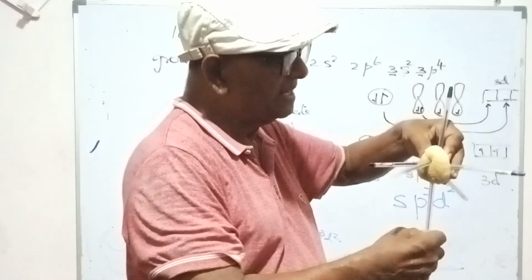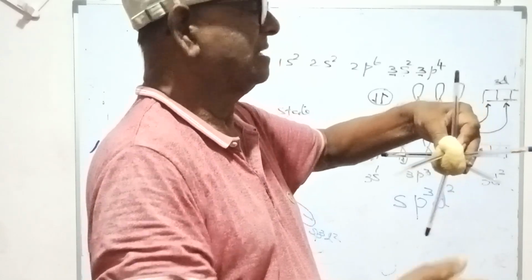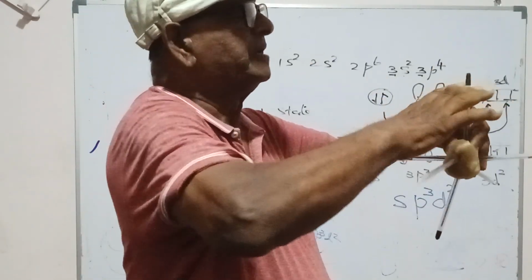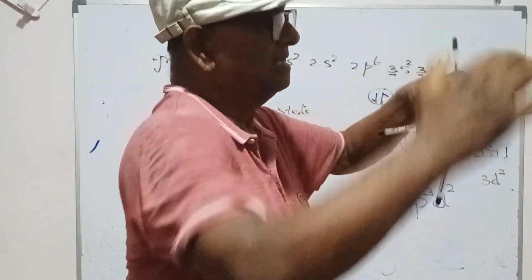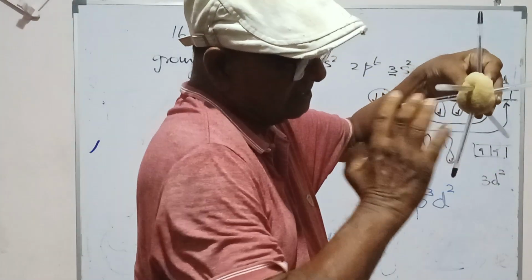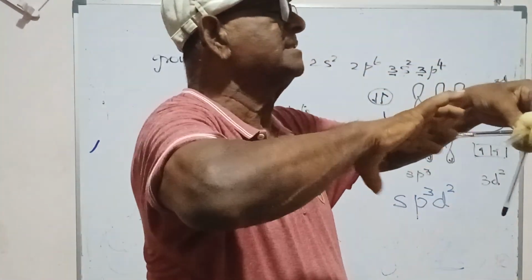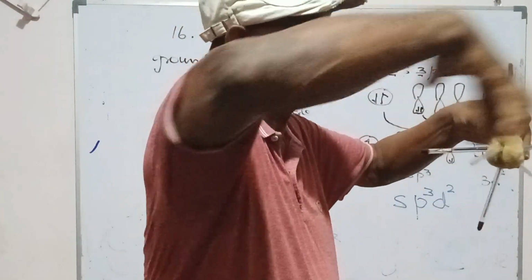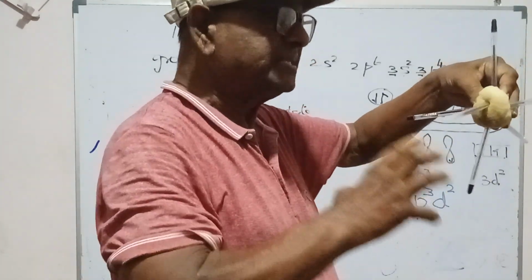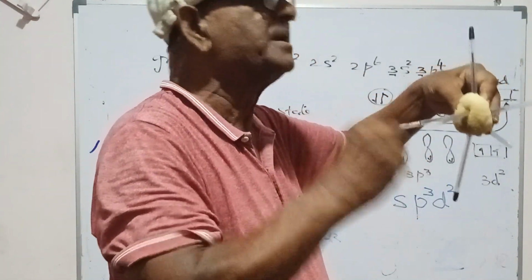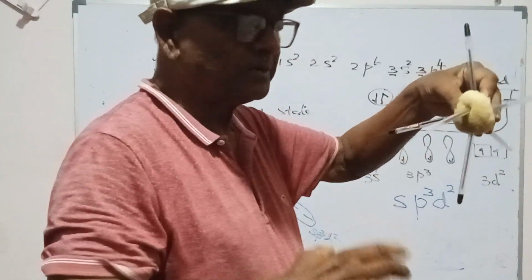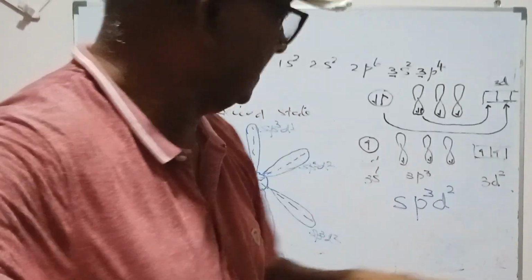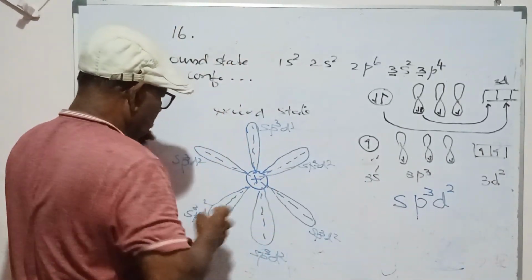So the whole arrangement has how many faces? 1, 2, 3, 4. That pyramid has 4 faces. The other one also 4 faces. The whole arrangement has 8 faces. 4, other 4. 8 faces, whole arrangement. So it is named as octahedral arrangement. Right? Then I'll show you.